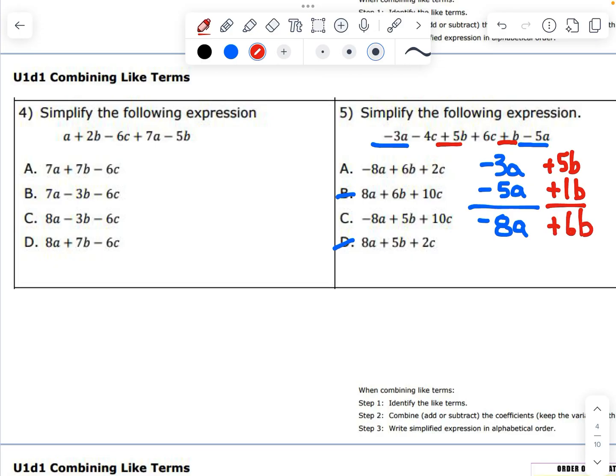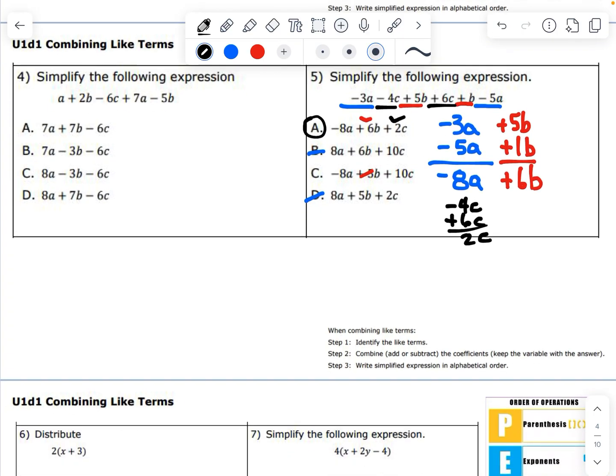And out of the 2 answer choices of -8A, I see a +6B right there, but that doesn't match, so I feel confident. Now, if I want to be extra careful, I'll go find some carrots here and just double check that -4 carrots plus the 6 carrots, that would combine to 2 carrots, and that matches that final answer, so I'd be confident with A, okay? I'm not going to work number 4 with you. That's something that you can go back and practice on your own.